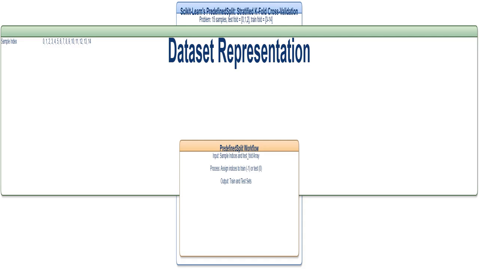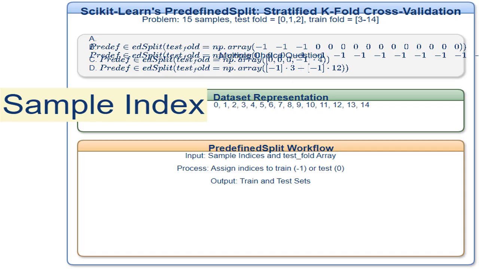This section explains how the dataset is represented. Each sample is identified by its index, starting from 0. This row lists all the sample indices, 0, 1, 2, up to 14. This is simply showing how each data point is uniquely numbered.